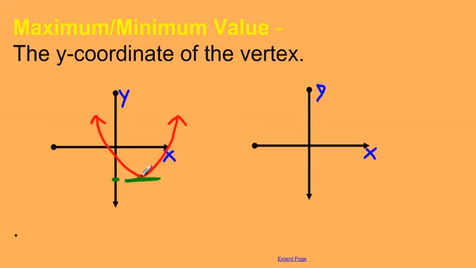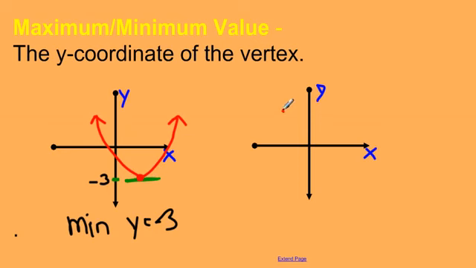So here's my vertex. And let's just say this is at -3. And it's going to have a minimum at y equals -3. So when a parabola opens up, it goes up and up and up forever. So there's a minimum value, but no maximum.